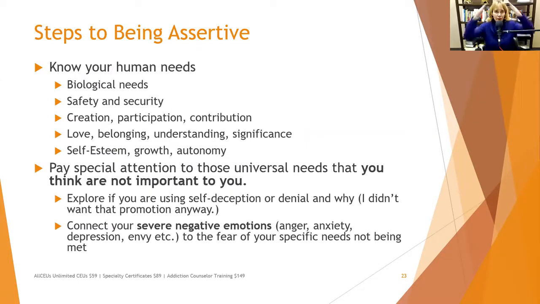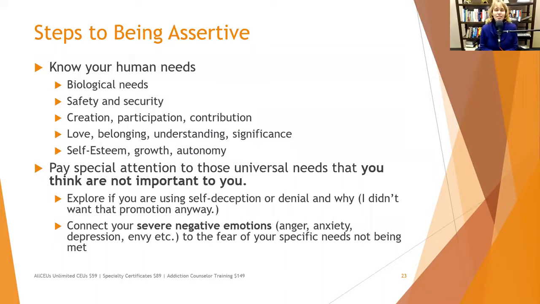Think Maslow's hierarchy: biological needs, safety and security, creation, participation, and contribution. So there's a lot there, but it all kind of is similar. We need to be able to make things and participate in the making of things and feel like we're contributing to the world. We need a sense of love, belonging, understanding, and significance in the world, and self-esteem, growth, and autonomy. So we have people look at these, because when they're not getting these needs met is when they tend to respond with less than assertive behaviors.